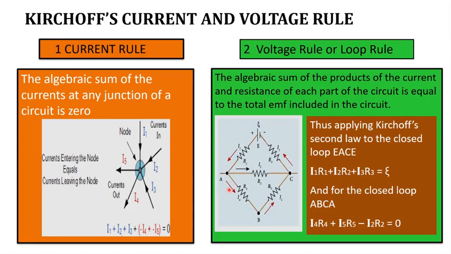And for the next circuit, A, B, C, A, the current I4 is passing from A to B, I5 is passing from B to C, and I2 is passing from A to C. So it is opposite to that of I4 and I5, and so it is considered to be negative. So how can we calculate this voltage rule? I4R4 plus I5R5 minus I2R2 will be equal to 0, because there is no EMF included in this loop.